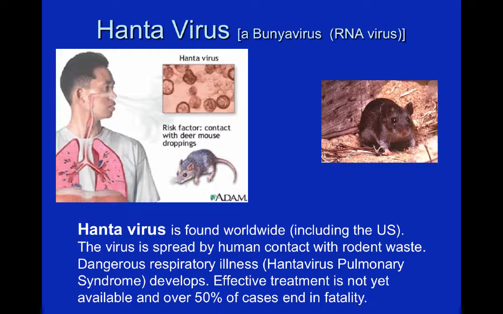So a virus that we do see here in the US that has a 50% mortality rate is the hantavirus. This is found actually worldwide, and it has this unique transmission route. It's spread via contact with rodent waste or urine. So this is a very dangerous respiratory illness leading to hantavirus pulmonary syndrome, and we don't really have an effective treatment. Again, 1 out of every 2 people will not survive, so this is another one to be concerned with.